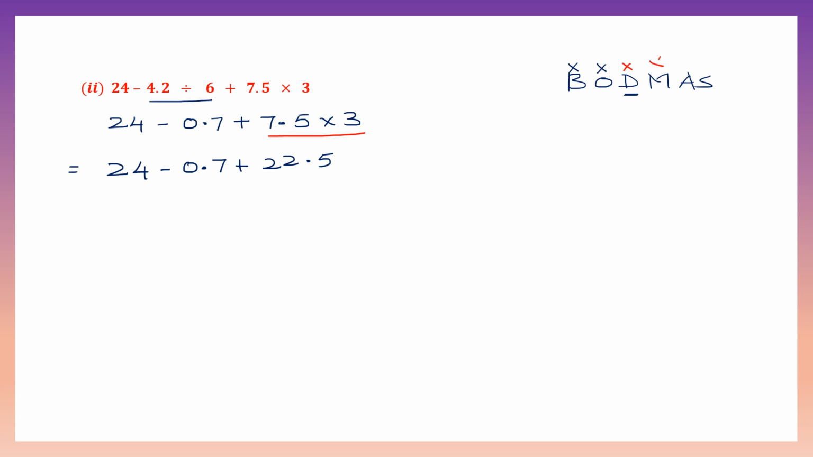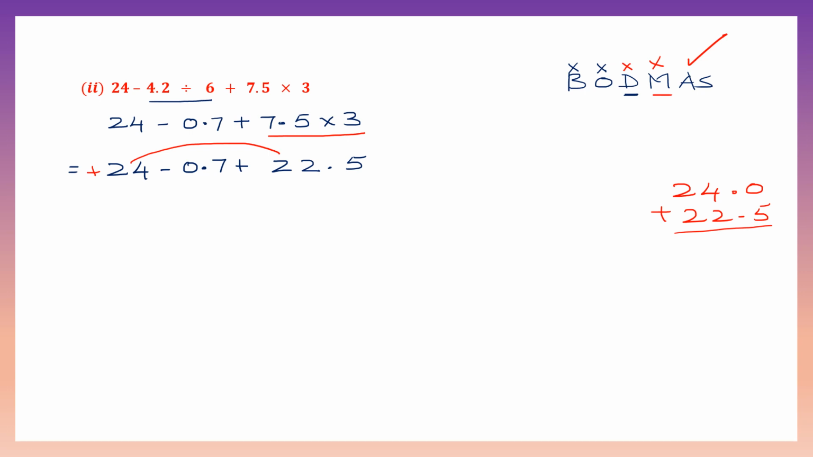So now we finished with multiplication also. So here we finished this. Now what is left is addition and subtraction. So according to BODMAS, we have to do addition next. So addition means we have to take the numbers with the plus sign. So I'm going to add up 24 and 22.5. So put a point here and make them like decimals. Now add it up. 5, 4 plus 2 is 6, 2 plus 2 is 4. So we finished our addition here.